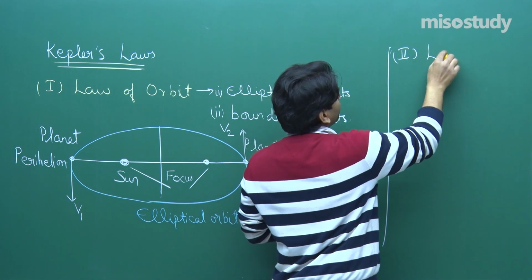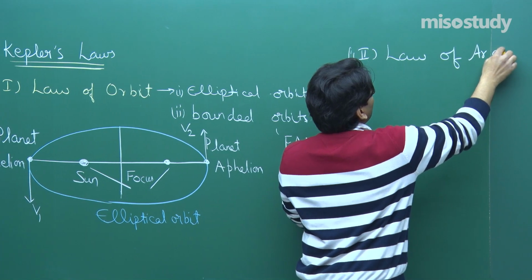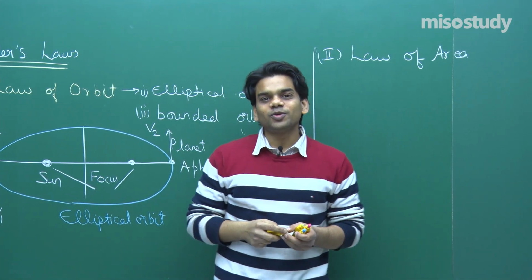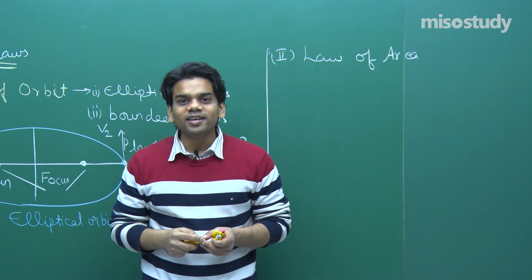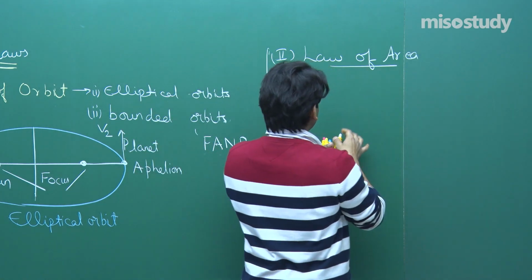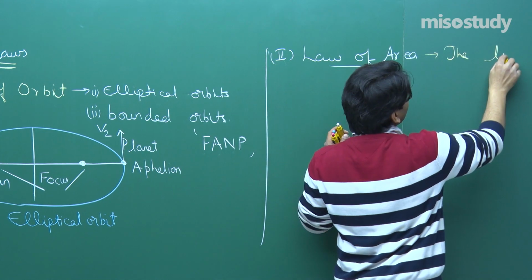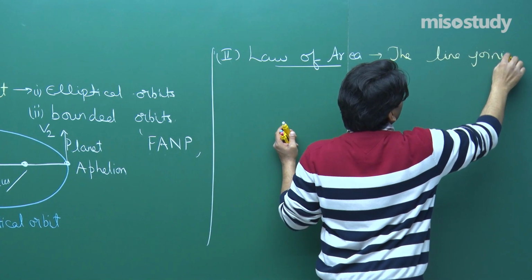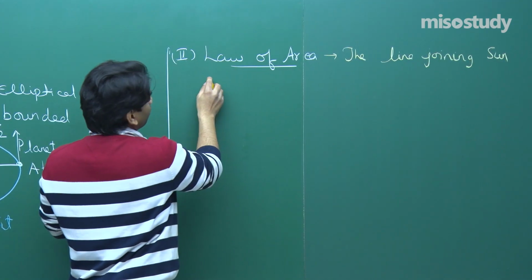Second law, law of area. Very simple law it is, law of area. Now this law says that the line joining the planet and the sun sweeps equal area in equal interval of time. I am writing here the law: the line joining sun and the planet sweeps equal area in equal interval of time.